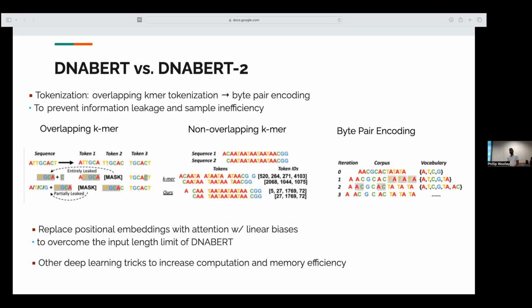It's been established. So why? Because the first one came before byte pair encoding was invented.